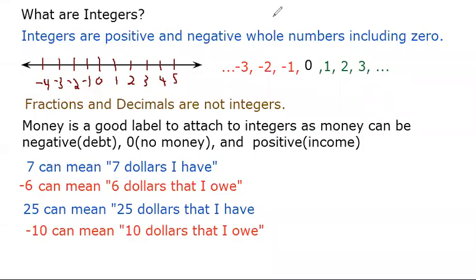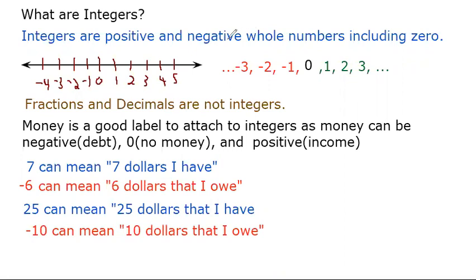So this lesson is going to be about integers. So what are integers? Integers are positive and negative whole numbers, including 0. And sometimes it's easier to describe it using what we call a number line.